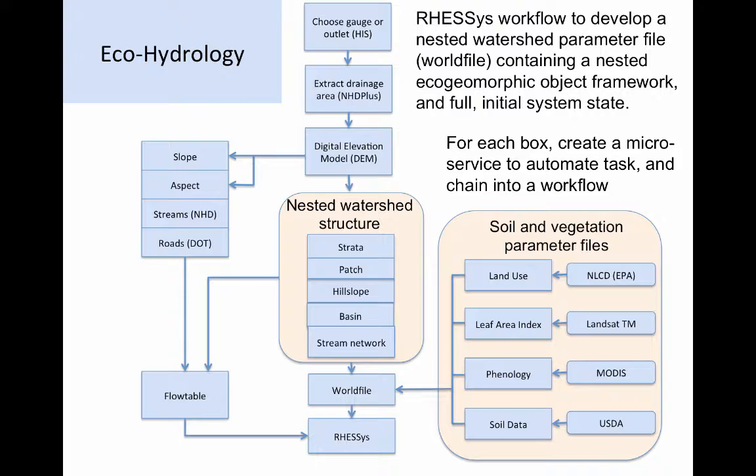A workflow is constructed to capture each of the processing steps as shown here. Each of the multiple processing steps are captured in a microservice. Given a stream location, the rule determines the associated watershed region and extracts information to characterize the drainage area. A digital elevation map is then created for the drainage area, which defines the slopes, streams, and roads. Soil and vegetation parameter files are retrieved and mapped onto the drainage area.